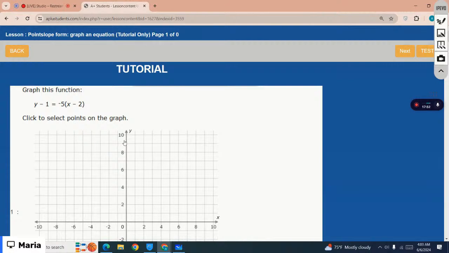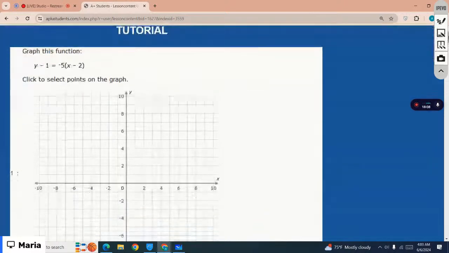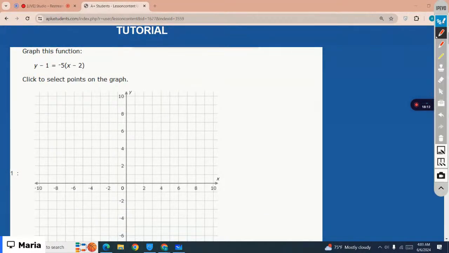Okay, graph this function y minus y1 equals -5 times x minus 2. You have to graph this equation, right? First, let's just understand the equation. The equation is given in point slope form, right? The point slope form of the equation is y minus y1 equals m times x minus x1, right?